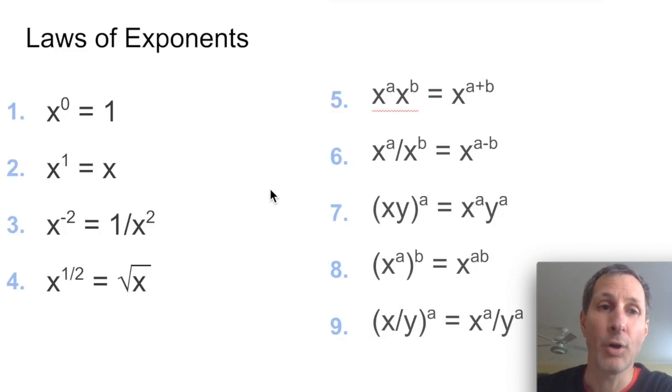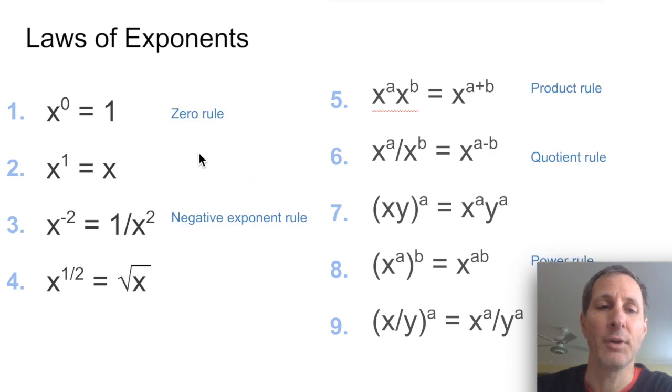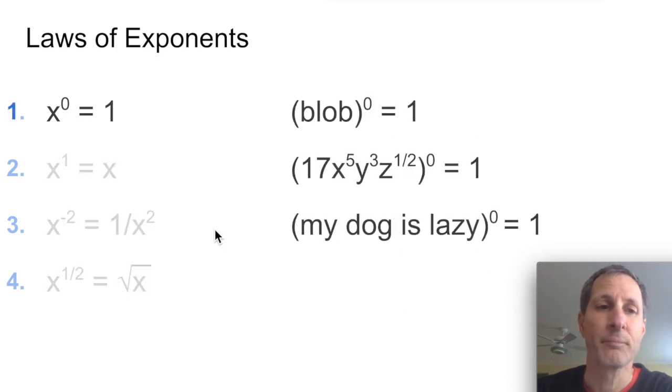So there are 9 different laws of exponents that we're going to walk through here. We're going to cover these in detail, and I'll show you some examples of each one so you can see how they apply and you'll understand it better. Some of these laws have a name. So the first one is the zero rule. The third one is the negative exponent rule. The number 5 is the product rule. 6 is the quotient rule. And number 8 is the power rule.